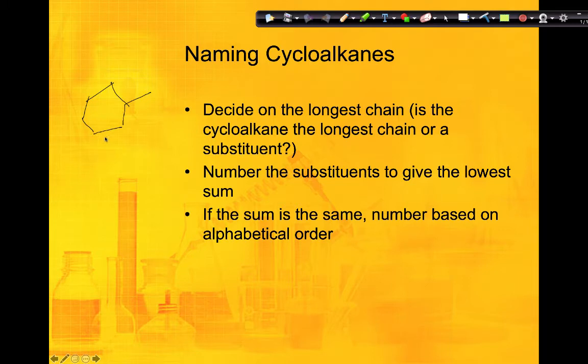Really, the method is still the same. It's just now what you're going to do is you're going to add cyclo in front of that parent chain. So if the ring happens to be the longest chain, you're going to have cyclo, and then you're going to count how many carbons that is, and then ane. So that's really the biggest difference. You're going to number the substituents to give the lowest sum, okay? And if the sum is the same, then you're going to number based on alphabetical order. You're going to go in either one of two directions, though. You're going to go like 1, 2, 3, or you can go in the other direction, 1, 2, 3. You can't skip around, though.